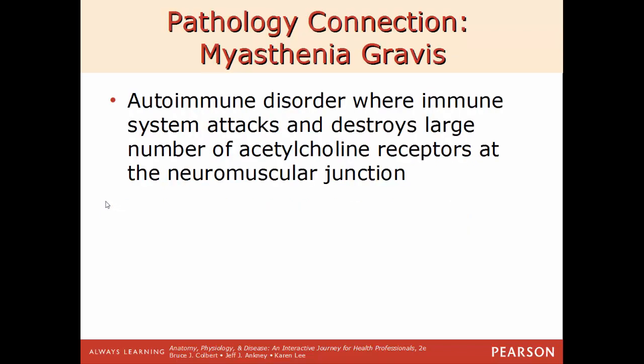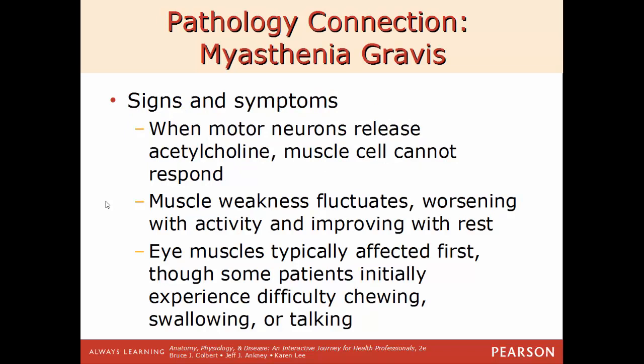All right, next we'll talk about another pathology connection, Myasthenia gravis. This is an autoimmune disorder where your immune system attacks and destroys a large number of acetylcholine receptors at the neuromuscular junction. Now, acetylcholine is a major neurotransmitter used for muscle contraction, among other things. Some signs and symptoms. When motor neurons release acetylcholine, the muscle cell can't respond. You'll also get muscle weakness, and this will get worse with activity, but then it will get better when you rest. Because the more activity you have, the more acetylcholine that you'll need, and then when that happens, the muscles still don't respond.